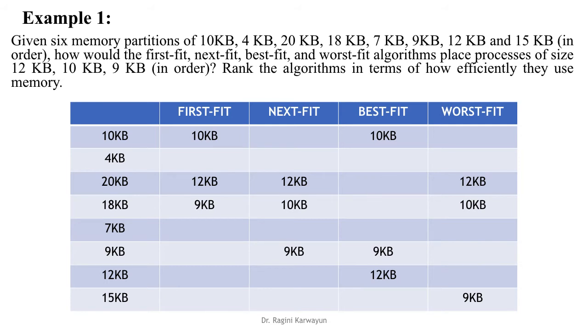Now the 10 KB process. Because this is next fit, our search will proceed after the 20 KB partition. It will not start from the first hole. So the next free hole is 18 KB. The 10 KB process can easily be accommodated in the 18 KB partition, so 10 KB will be allocated this partition. Then the 9 KB process. 9 KB cannot be saved in the 7 KB partition, so we move to the next hole, 9 KB. It can easily accommodate the 9 KB process, so 9 KB will be allocated to this partition.